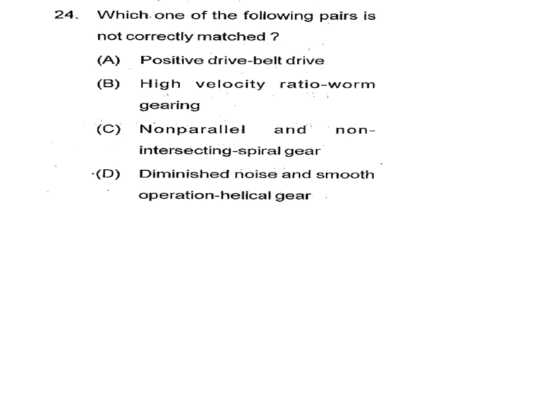Which of the following pairs is not correctly matched? Positive drive, belt drive. This is not correct, belt drive is not a positive drive. High velocity ratio in one gearing around 80:1 to 100:1 velocity ratio in worm gearing. Then non-parallel and non-intersecting spiral gears, hypoid gears. Example is hypoid gears. Then diminished noise and smooth operation, helical gears.